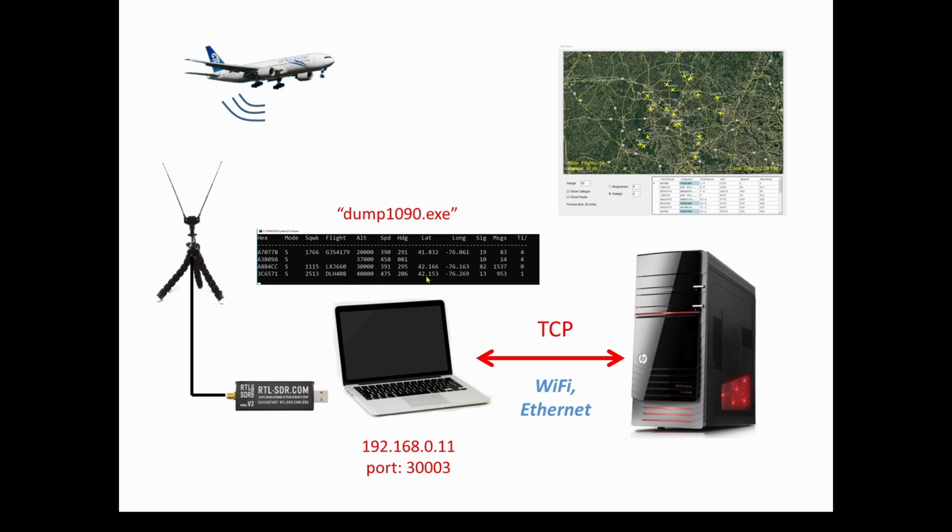So in the previous video, we showed you how to install this application on your Windows computer. Here we've got a laptop, and we installed this application called Dump 1090, and that allowed you to take the data coming out of this USB dongle and convert it to what you see here, which is a console output of the data associated with the tracked flights in your area.